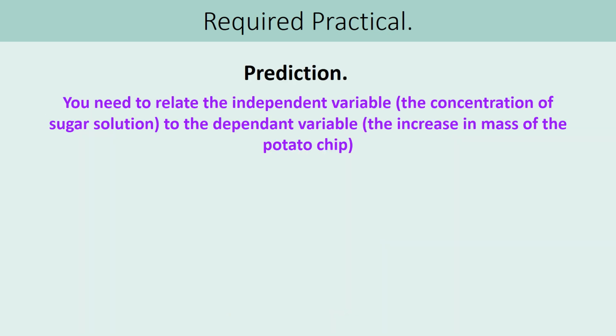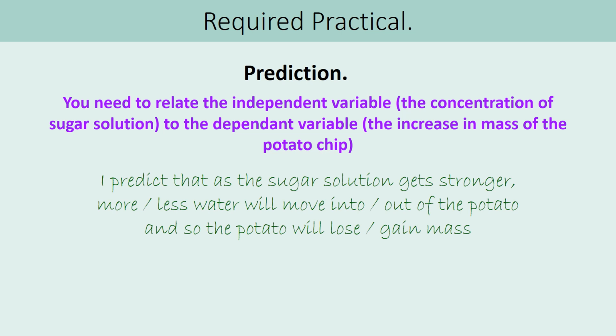So normally, before an investigation, we should have a hypothesis, or what you might have done in previous years as a prediction. So the hypothesis is where you take the independent variable, whatever it is that you are changing. In this case, it's going to be the concentration of sugar solution. And you have to link it, relate it to the dependent variable, what it is that we're measuring. So the mass change of the potato. So you could say that as the sugar solution gets stronger, or as the sugar solution increases, would be a better word, more or less water will move into or out of the potato, and that will cause the potato to lose or gain mass.